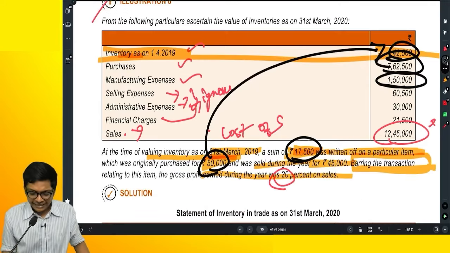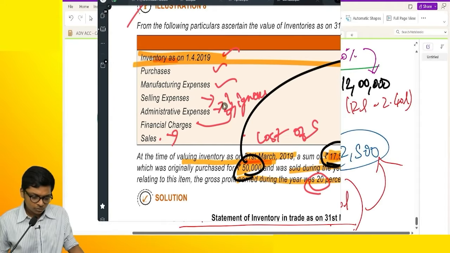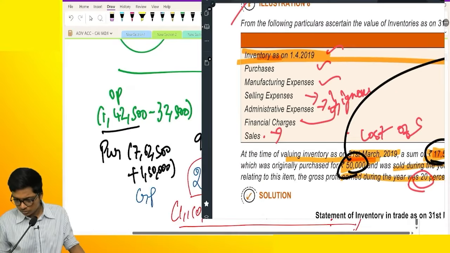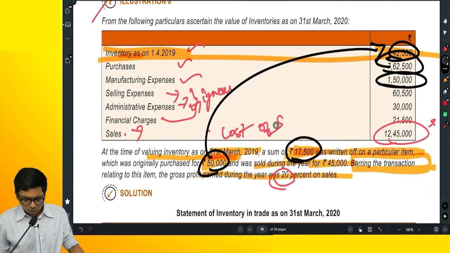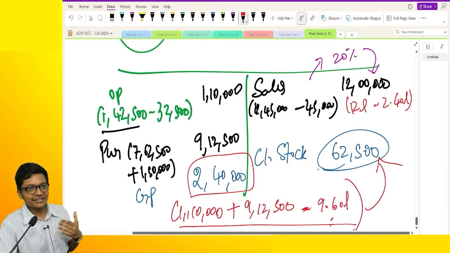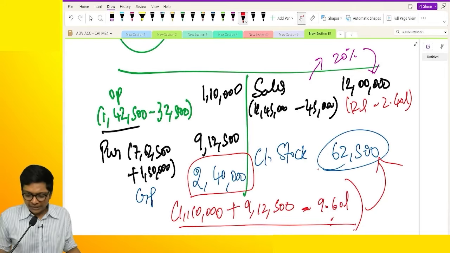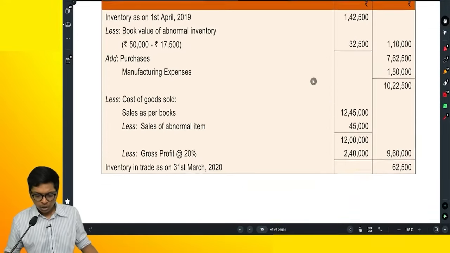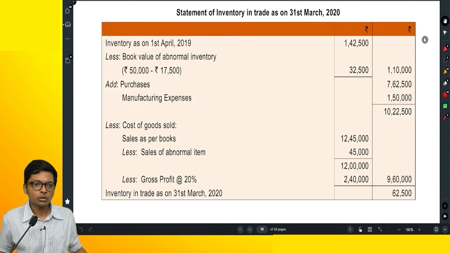Understood, guys? This is the exam solution in the material. It's not loading, but check the answer. Is it 62,500? Check the answer in the study material. They have done it like a statement; we have done it like a ledger for easy understanding. Quickly make a note, whoever has a doubt. Okay, this is the answer. Got it, guys? Anybody has a doubt?